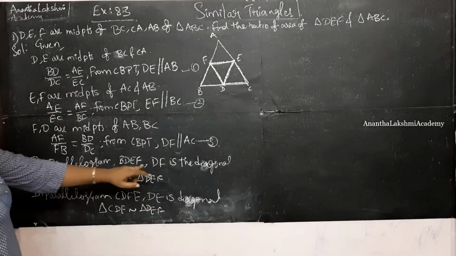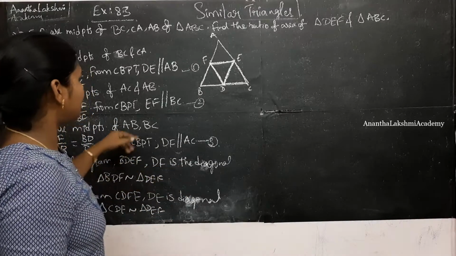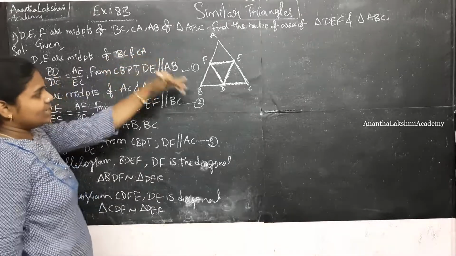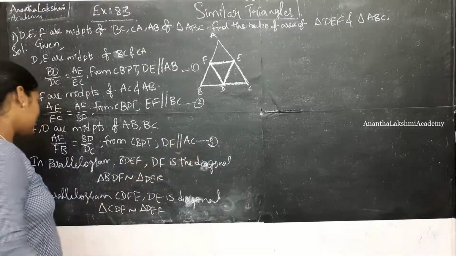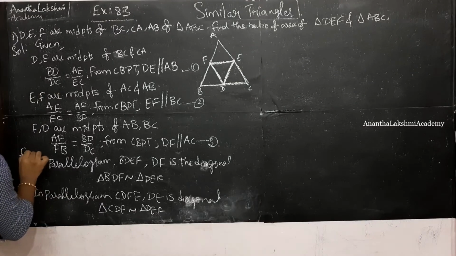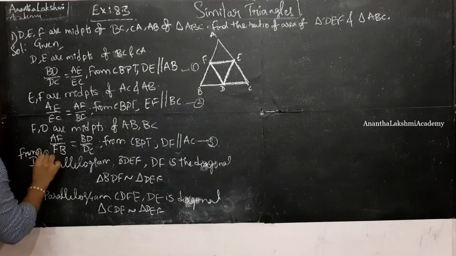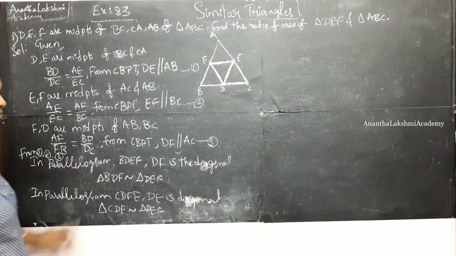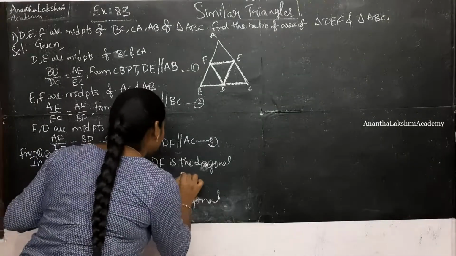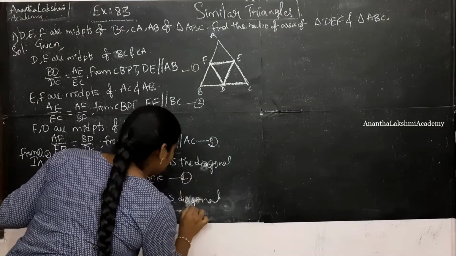So how did I write? DF is the diagonal, BDEF is the parallelogram. That is based on these 1, 2, 3 equations. Even before this, we were able to write this from 1, 2 and 3. Let me name this as 4 and this is 5.